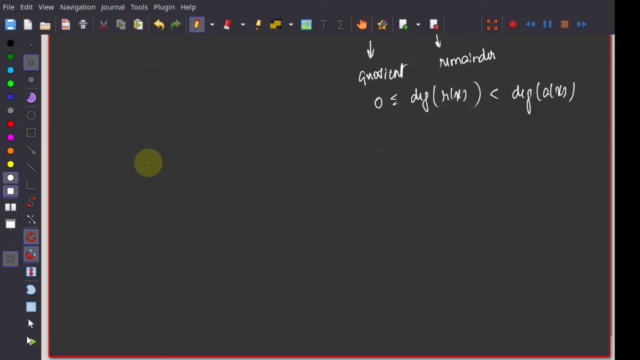So maybe let's just take an example, right? Take a of x equal to x squared plus 1, b of x to be x to the 4 plus x plus 1, okay? And the coefficients come from F2. So the coefficients are not real but binary. Okay? I want to find the quotient and the remainder.